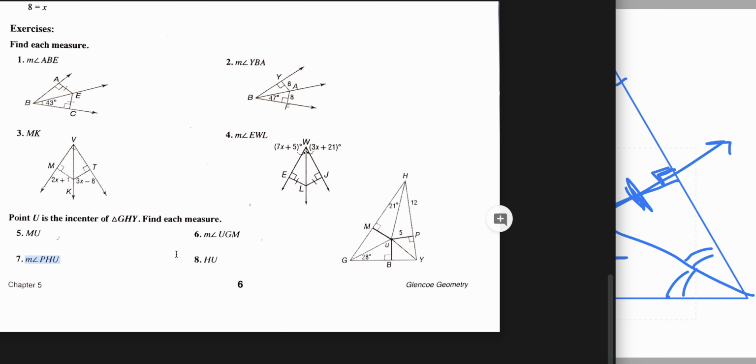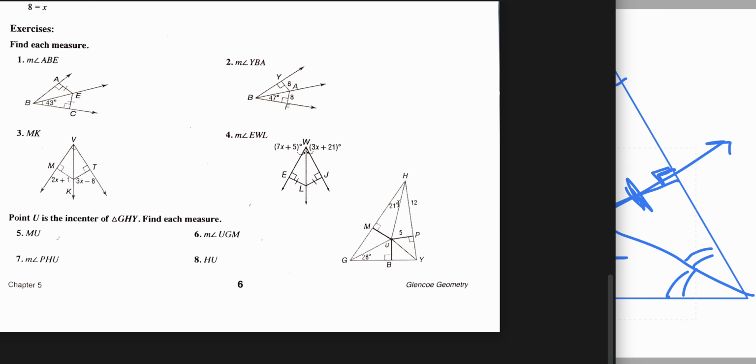Now we're looking for PHU. Again, this line here, HU, is an angle bisector. So that means this angle here, MHU, 21 degrees, is congruent to PHU, also 21 degrees.